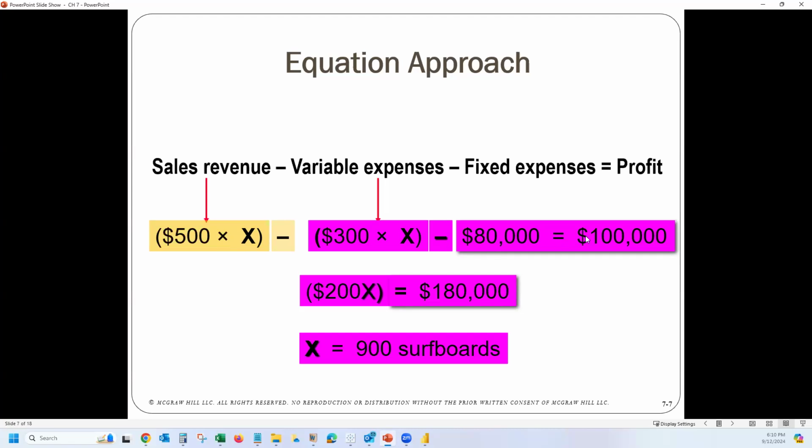Now that we know this, but we don't know what the S is, we could find that information out by solving for S, which in this case is going to be this $180,000, which is a combination of the fixed cost plus the target profit, divided by 200, which is going to give us 900. So given that we know this information and we also know the contribution margin, we can solve for S, and S is equal to 900.